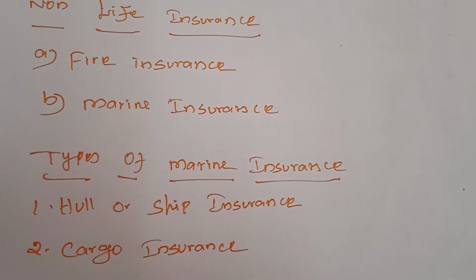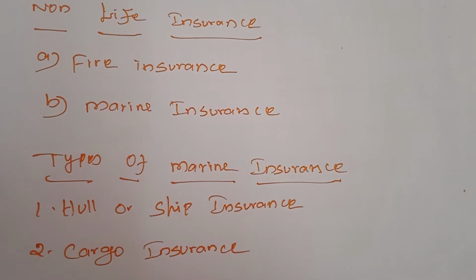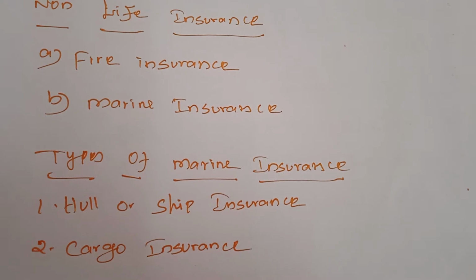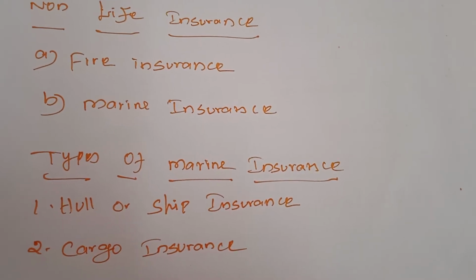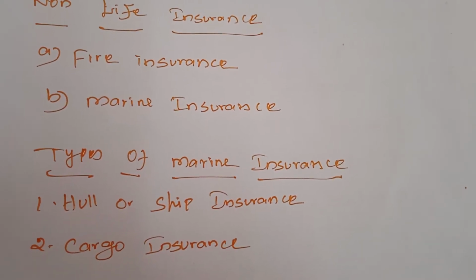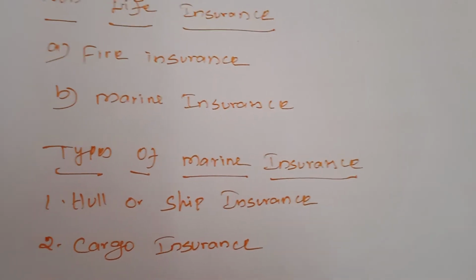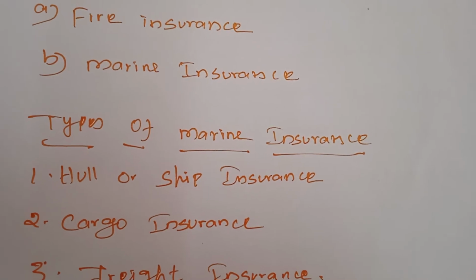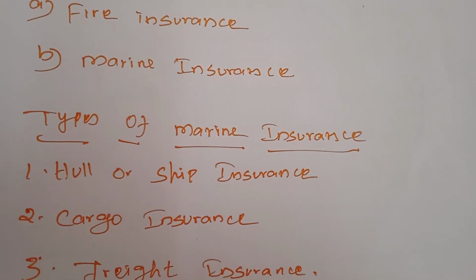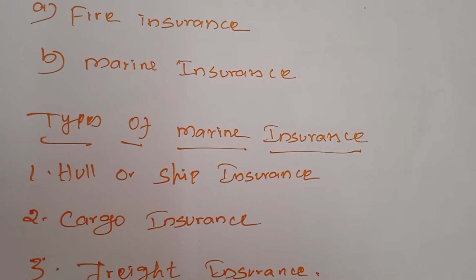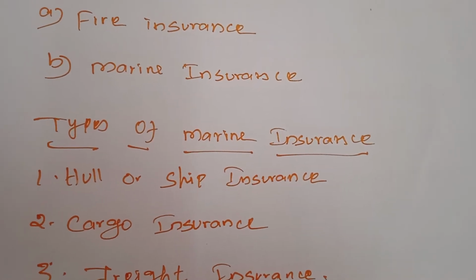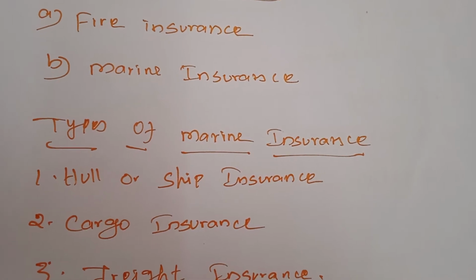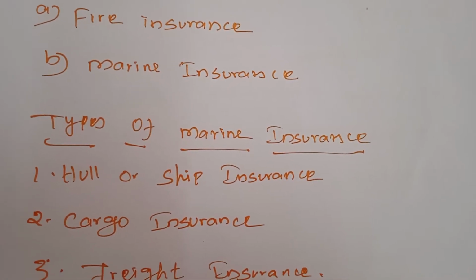Suppose the ship strikes a coral reef and gets damaged, but the accident must have arisen as an accident. Next, the types of marine insurance. Marine insurance may be classified into different types. First, hull or ship insurance. When a ship is insured against any type of danger, it is known as hull insurance.